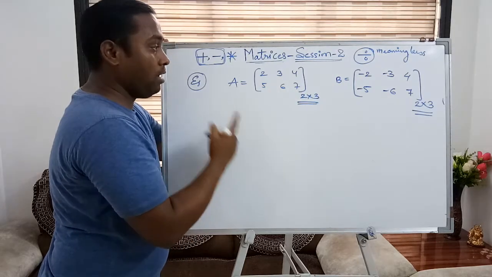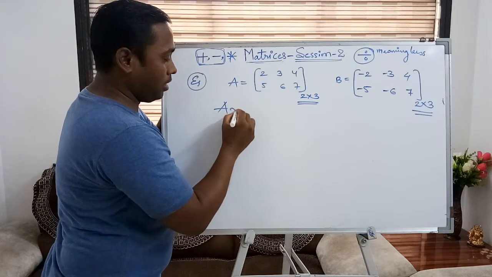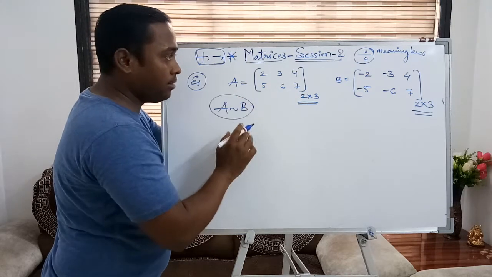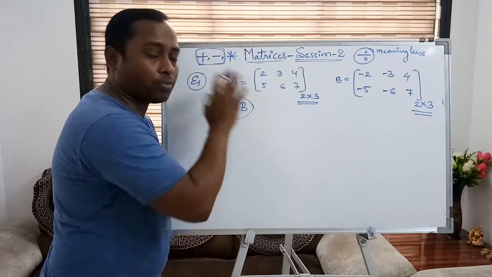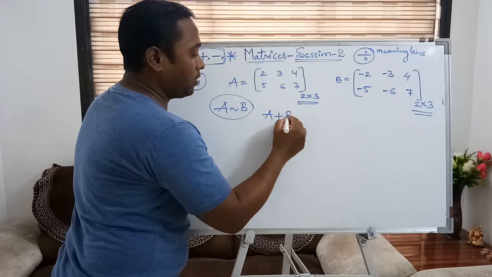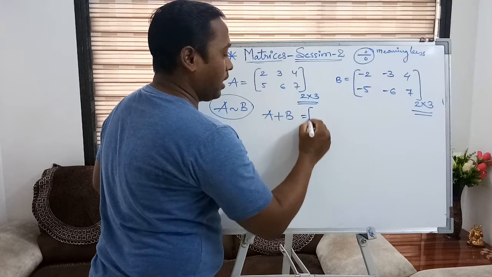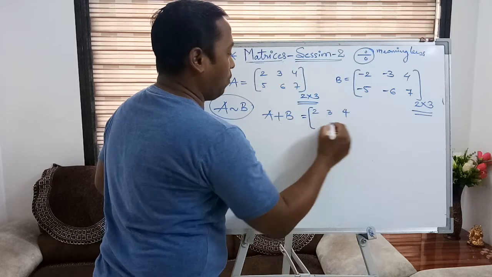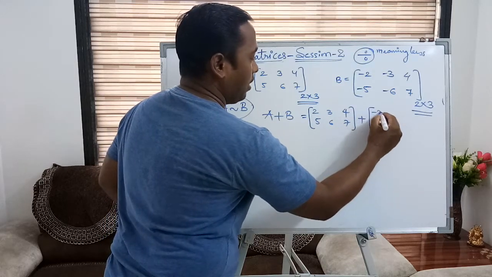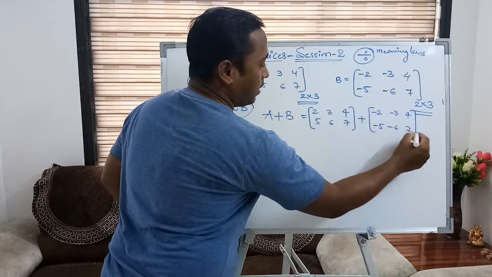It means if the matrices are equivalent, matrix A is equivalent to matrix B here, hence we can add them, we can subtract them in order. If I want to add, it means A plus B, matrix A plus matrix B. What is matrix A? 2, 3, 4, 5, 6, 7. I can add it with matrix B, -2, -3, 4, -5, -6, 7.